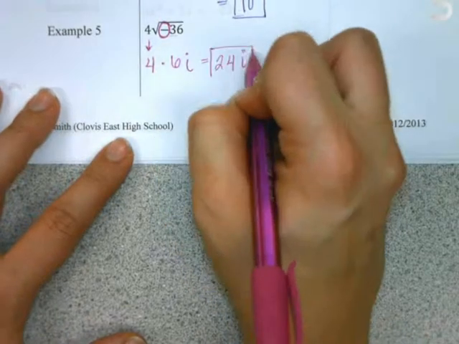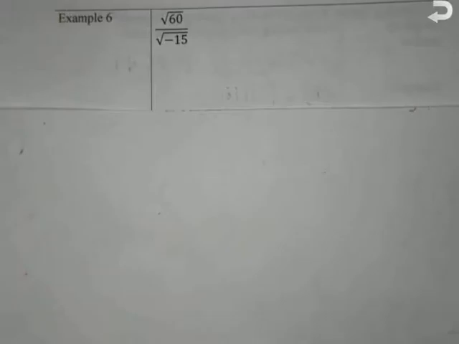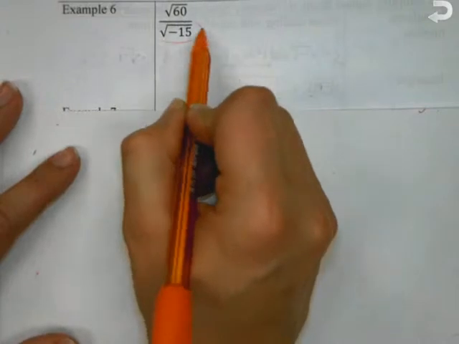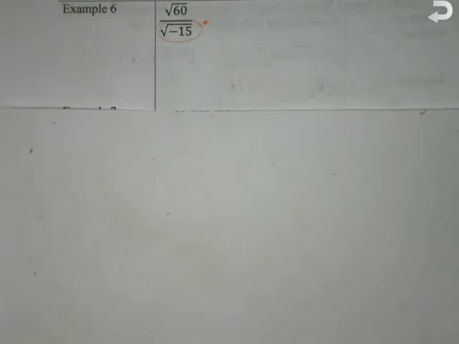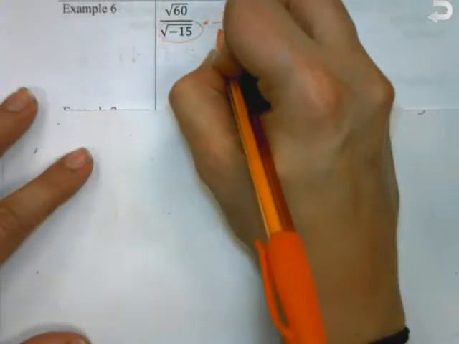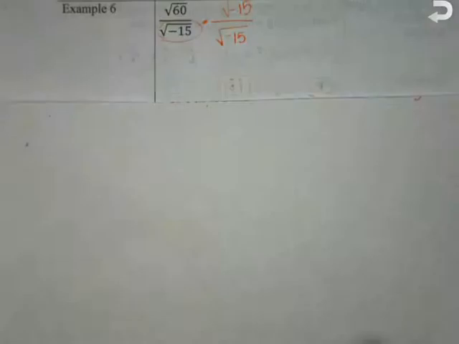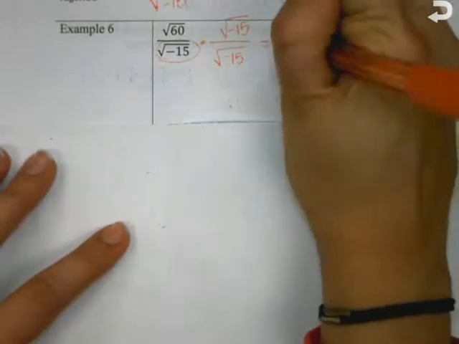Root negative 15. So example 6. Okay, so I see a big no-no. What do you guys see? So how do I get rid of that? We need to multiply top and bottom by the square root of negative 15. And that's going to give me on top the square root of 60 times negative 15, which gives me negative 900, all over.